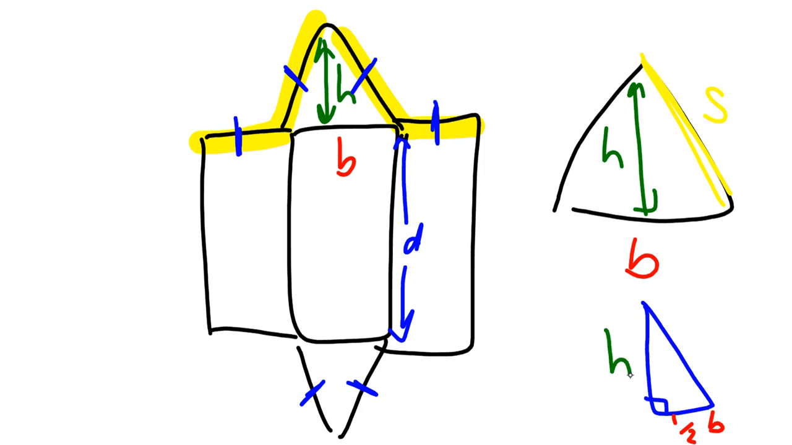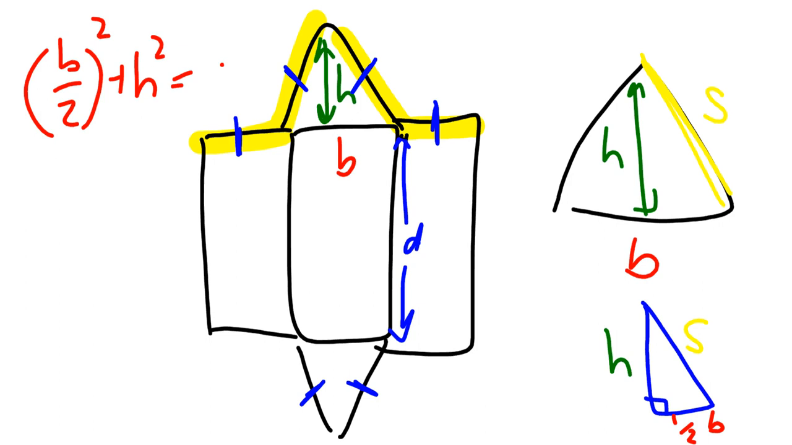The height is there, the slant is still there, but you are only using half the base. So you're going to need to do the base divided by 2, squared, plus the height squared, and that will give you the slant squared, and then you'll square root that. So triangular prisms are actually quite difficult to think through.